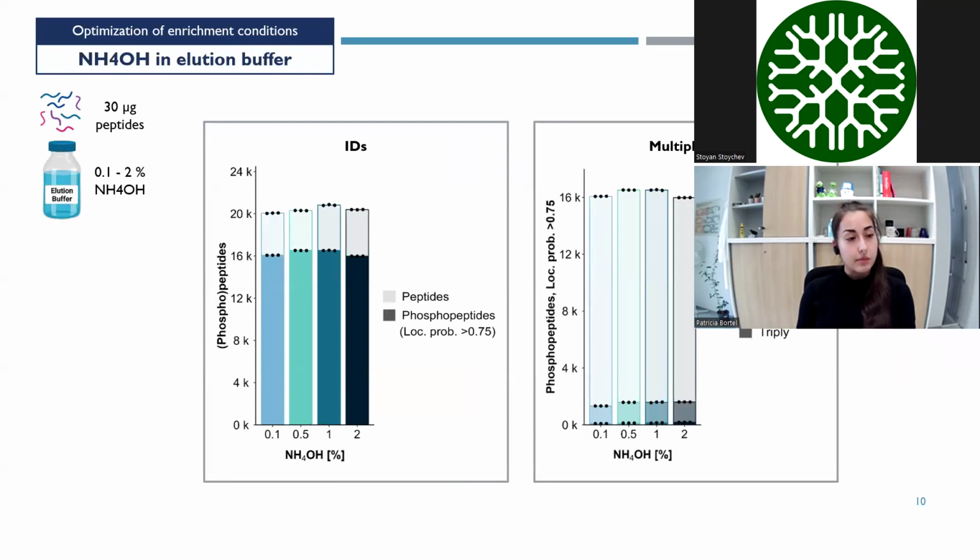And the last parameter that we evaluated in the very last step of this workflow was the percentage of ammonium hydroxide in the elution buffer. And also for this parameter, we didn't see a significant difference. We tested here 0.1 to 2%, and the best percentages were either 0.5 or 1% in terms of the phosphopeptide IDs. And also for the multiplicity, we didn't see significant differences here, although the multiply phosphorylated species were a little bit lower with the very low percentages of ammonium hydroxide.